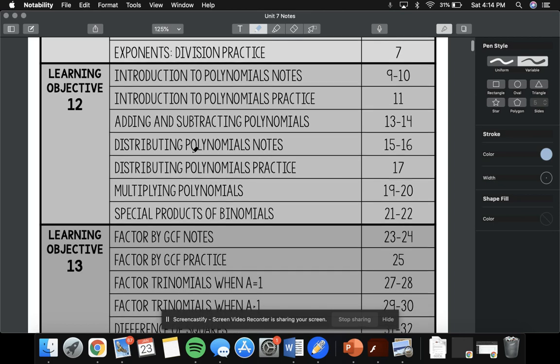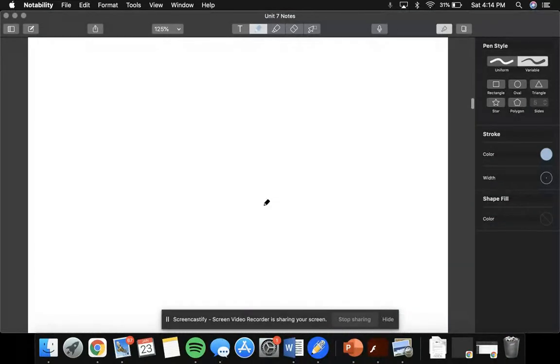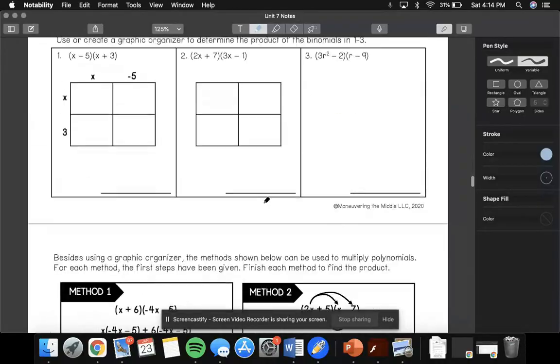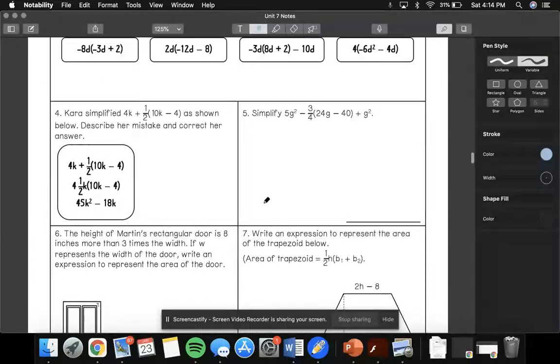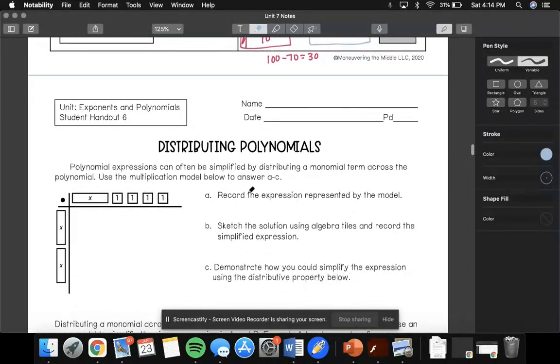Hey guys, today we are going to be distributing polynomials. We're going to be on pages 15 and 16 in our notes, and after that we are going to practice on page 17. Okay, so page 15 and 16 should say distributing polynomials.